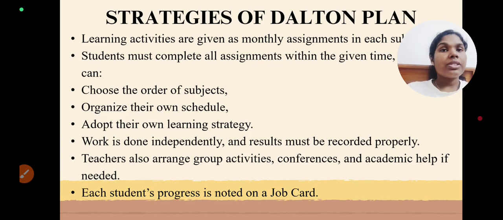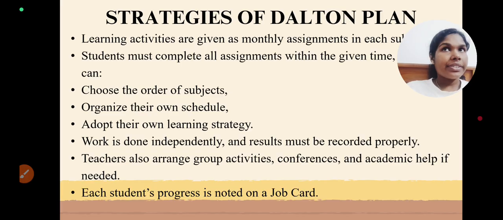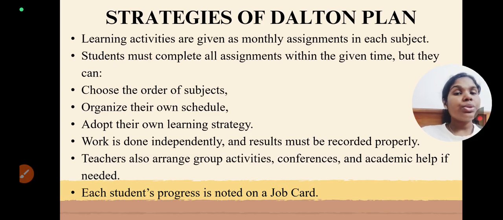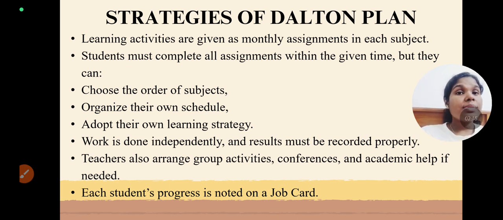Next we can see the strategies of the Dalton Plan. The learning activities for the students are given as monthly assignments for each subject. The students must complete all assignments within a given time, but they have the freedom to choose the order of the subjects, organize their schedule and adapt their own learning strategy. All the work has to be done independently and the results are recorded every time. The teachers are responsible for keeping the records properly.